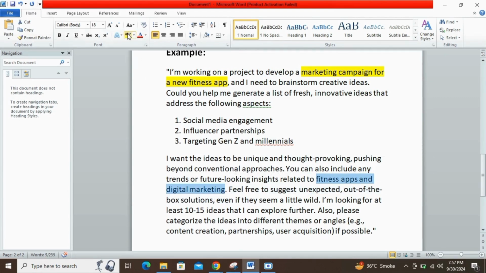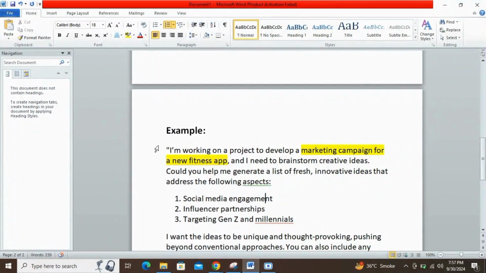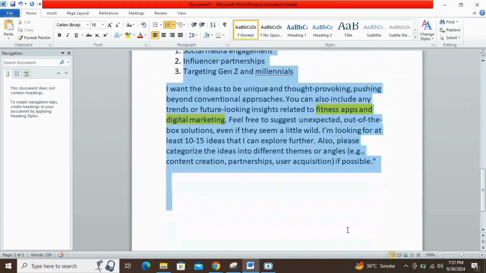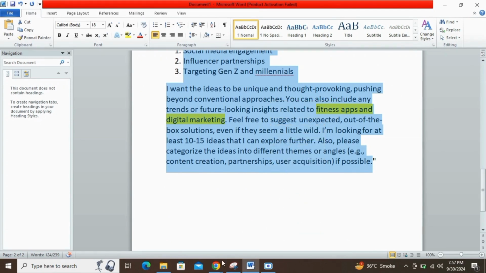I want the ideas to be unique and thought provoking, pushing beyond conventional approaches. You can also include any trends or future looking insights related to fitness apps and digital marketing. Feel free to suggest unexpected out of the box solutions even if they seem a little wild. I'm looking for at least 10 to 15 ideas that I can explore further. Also, please categorize the ideas into different themes or angles, for example, content creation, partnerships, user acquisition if possible. Let's copy this prompt and paste it into ChatGPT.